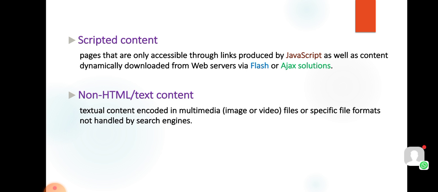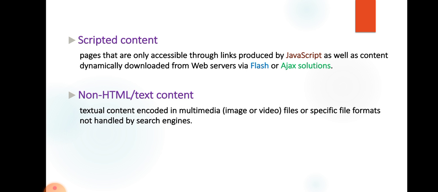So some content that will be available on a particular website or the internet will be programmed through JavaScript, so that if you want to access some kind of pages available in JavaScript, that content is dynamically downloaded via Flash or Ajax solutions.